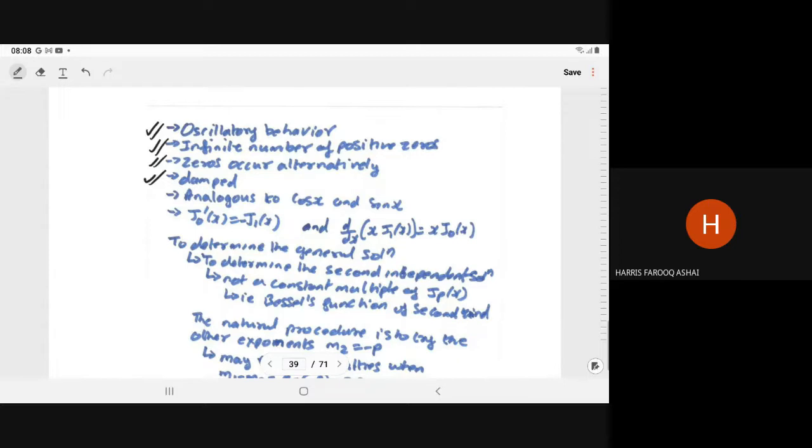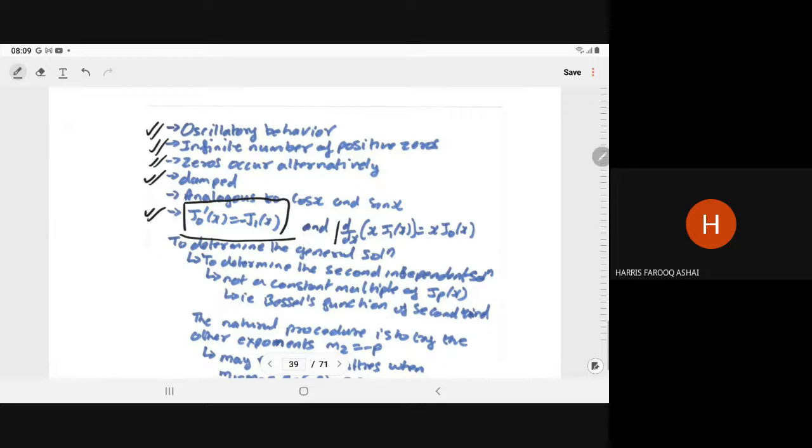So what is the most important property of cos x and sin x? When we differentiate cos x, the answer is minus sin x. When we differentiate sin x, the answer is cos x. In the same fashion, here we have the relation that the derivative of J0 is equal to minus J1(x), like the derivative of cos x is equal to minus sin x. And the derivative of x J1 is equal to x J0.